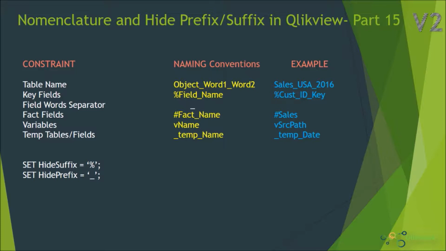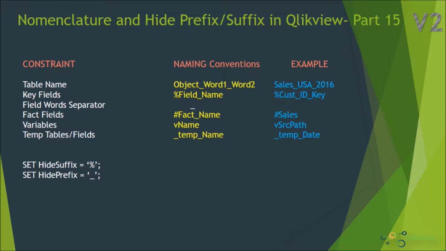For example, assume that I have sales data of multiple countries for multiple years. If we are getting data in different tables, then Sales_USA_2016 will clearly indicate this is USA sales data of the year 2016.